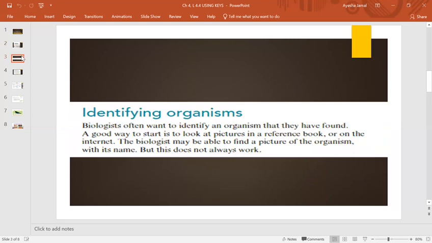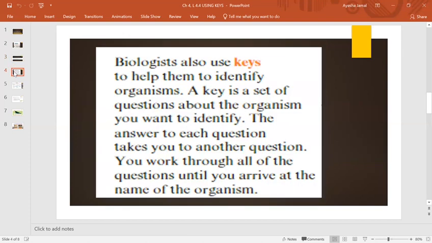Biologists often want to identify an organism that they have found. They will look for it in pictures in a reference book, or they will surf the internet. The biologist may be able to find a picture of the organism with its name, but this does not always work. Biologists also use keys to help them to identify organisms.